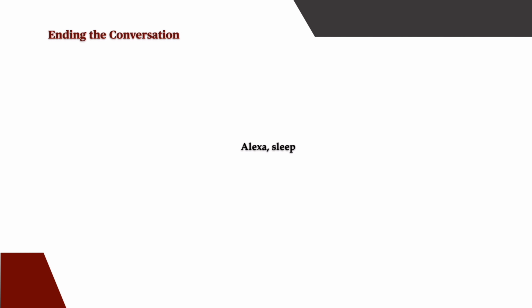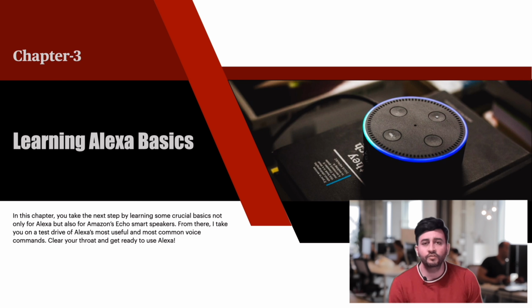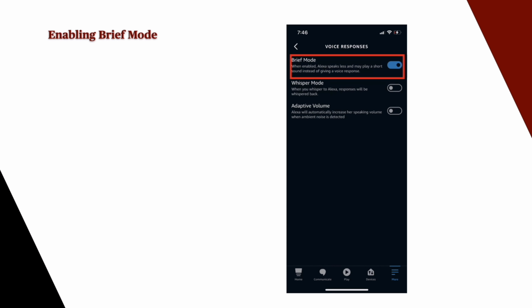Alexa, sleep. One of the useful features of Alexa is brief mode, where it gives you shorter answers than usual. To enable it, follow these steps. In the Alexa app, choose More, then Settings. Tap Voice Responses. Tap the Brief Mode switch to on as shown in this figure. The app configures Alexa to use brief mode.